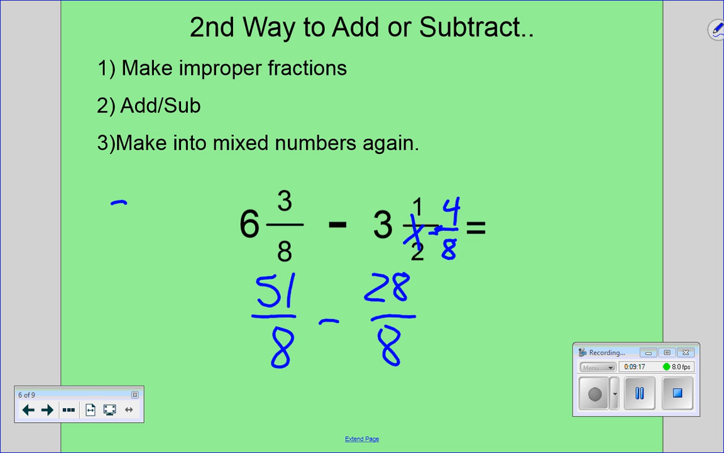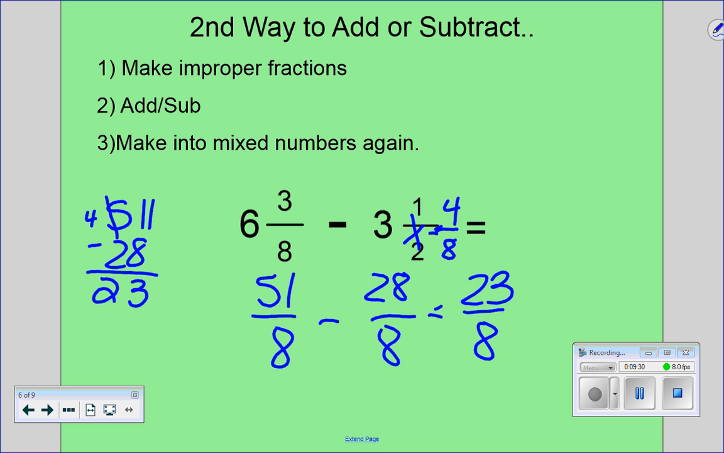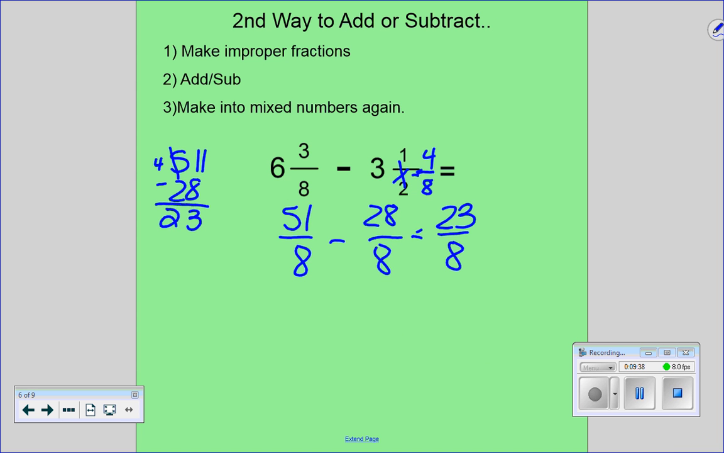So 51 minus 28, that's 23. So I get 23 over 8. With that, I then make it into a mixed number. 2 and 7/8, I believe. So 23 divided by 8 would be 2, minus 16 would be 7, 2 and 7/8.